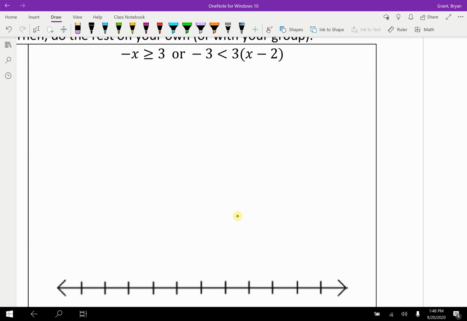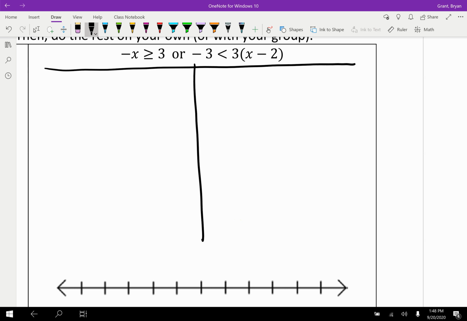So what I'm actually going to do is treat these as two completely separate problems. So let's do something like this. We're going to have one problem over here, -x is greater than or equal to 3, and we'll have the other problem, -3 is less than 3 times the quantity x minus 2 over here. Two colors, two completely separate problems. We don't have to do whatever we do to the red equation to the blue one as well.